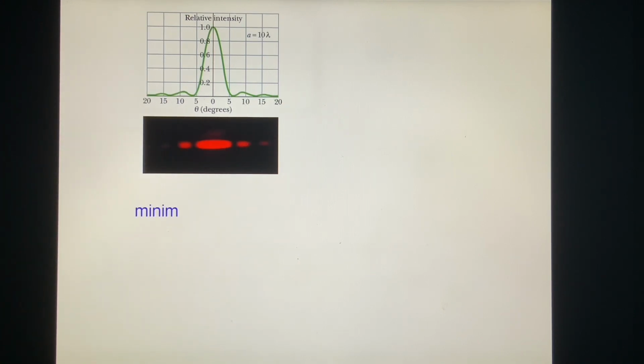Now, this is a plot from our calculation. This is the picture we can take. The central one is always maximum. This is the first minimum. We see dark. This is dark. This is the second minimum.